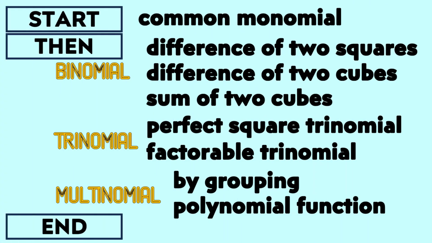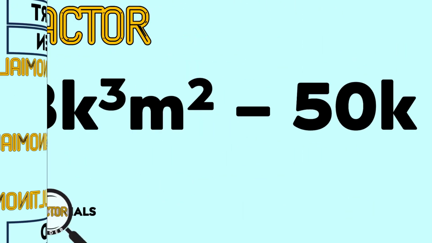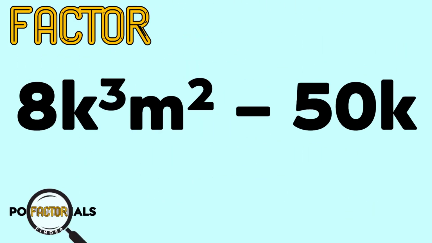Here's the guide for factoring polynomials. We need to start with the common monomial factoring. Then whatever will be the result, we're going to categorize them as to whether the result is a binomial, trinomial, or multinomial, and we have specific processes under specific results. Then we end it. Let's start with this polynomial.